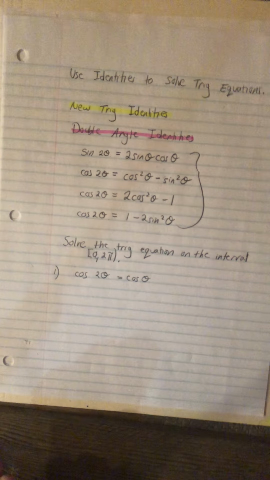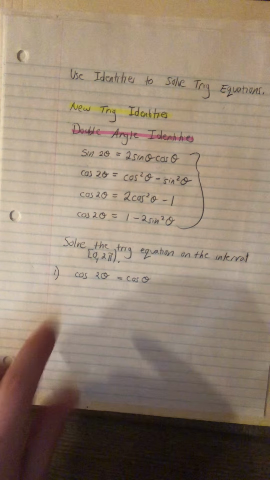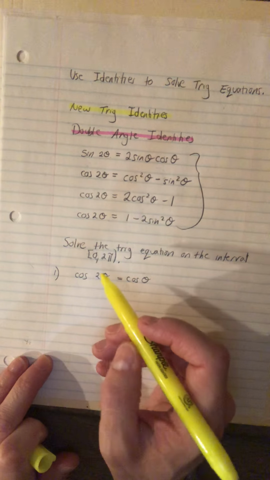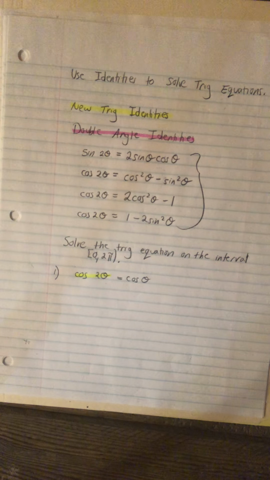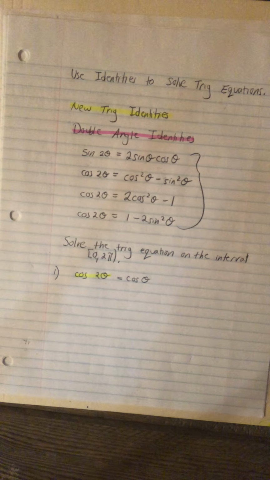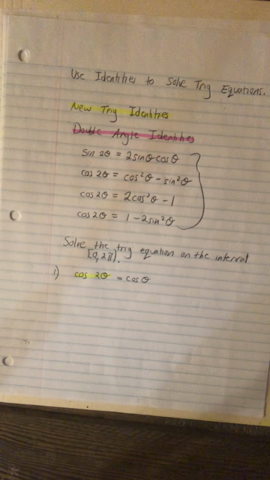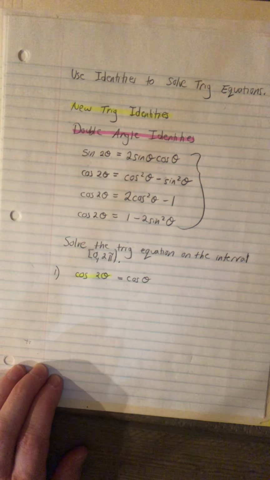Now, what I want to emphasize here, guys, is I need to use my double angle to get rid of anything that has a 2 theta inside the cosine function. So right here, I have cosine of 2 theta. Our goal is really going to be to try to write everything in terms of the same trig function so that we're able to solve it. So if I see this as cosine of 2 theta, and I want to plug something in to get rid of that 2 theta, I'm going to try to keep it in terms of cosine.